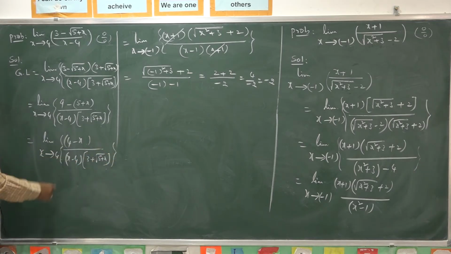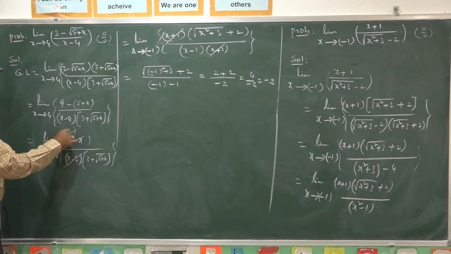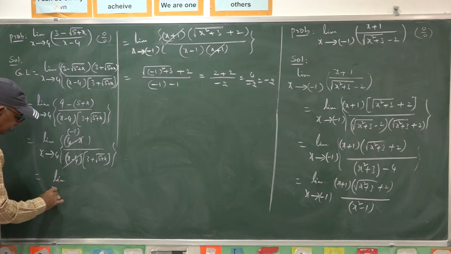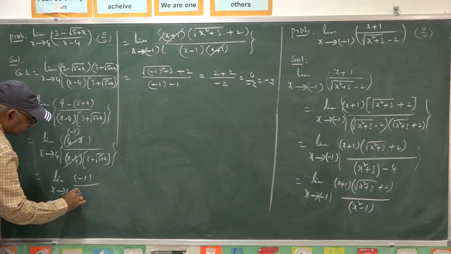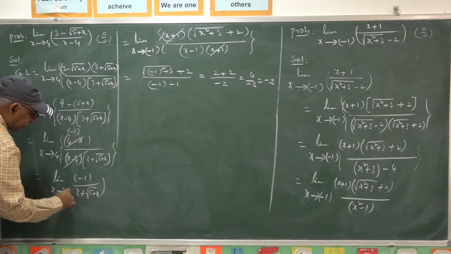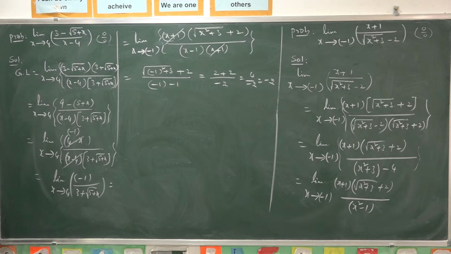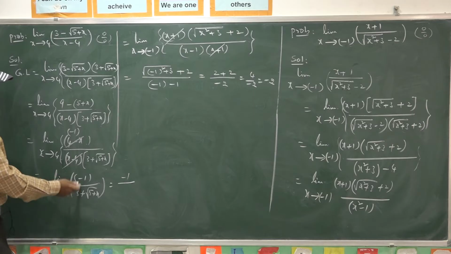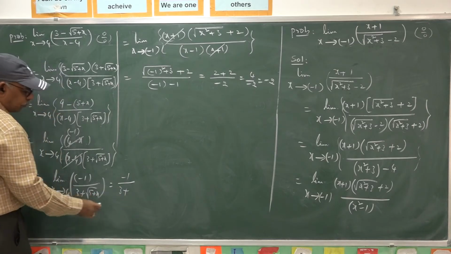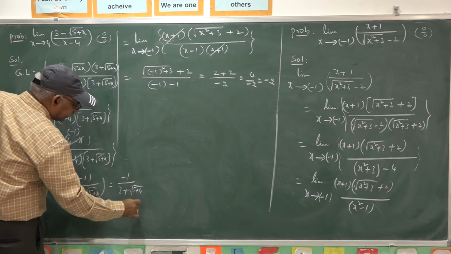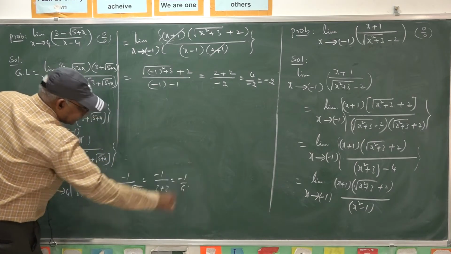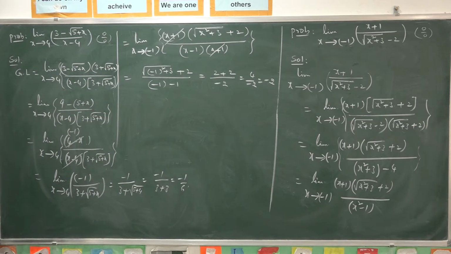Now this is a common factor. So you can cancel that common factor, leaving minus 1. So the limit as x goes to 4 of minus 1 by (3 plus root of 5 plus x) is the required limit. Now you can substitute x equal to 4 directly because it gives us a finite value. So minus 1 by (3 plus root of 5 plus 4), that is minus 1 by (3 plus 3), which gives us minus 1 by 6. The required limit by rationalizing is minus 1 by 6.